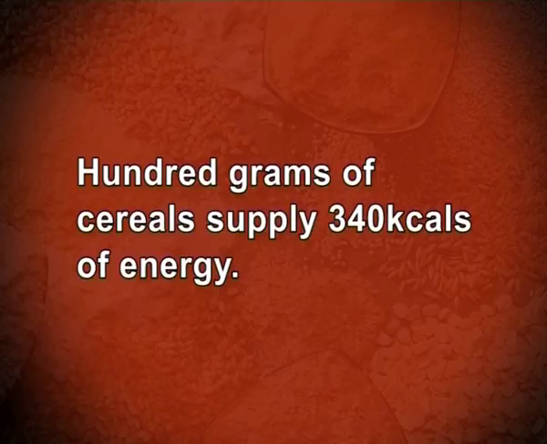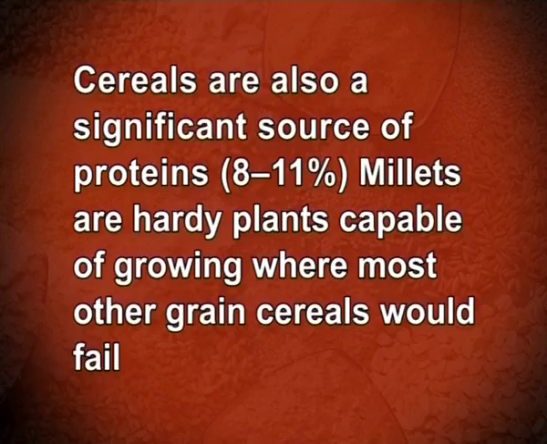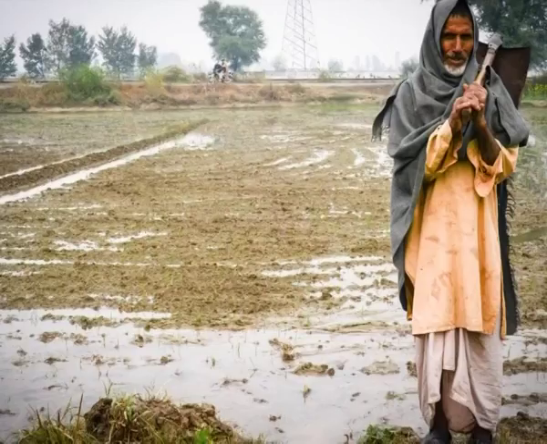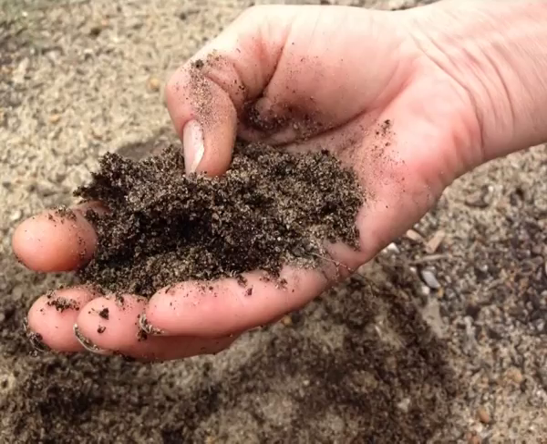100 grams of cereals supply 340 kilocalories of energy. Cereals are also a significant source of proteins, 8 to 11%. Millets are hardy plants capable of growing where most other grain cereals would fail. They are mostly grown in areas with low rainfall, poor irrigation facilities and low fertility. These are well suited for dry farming.